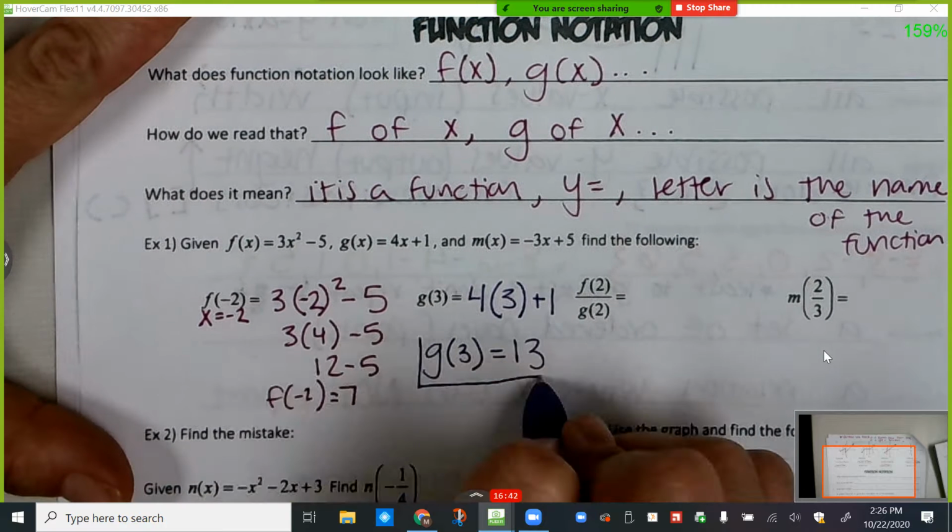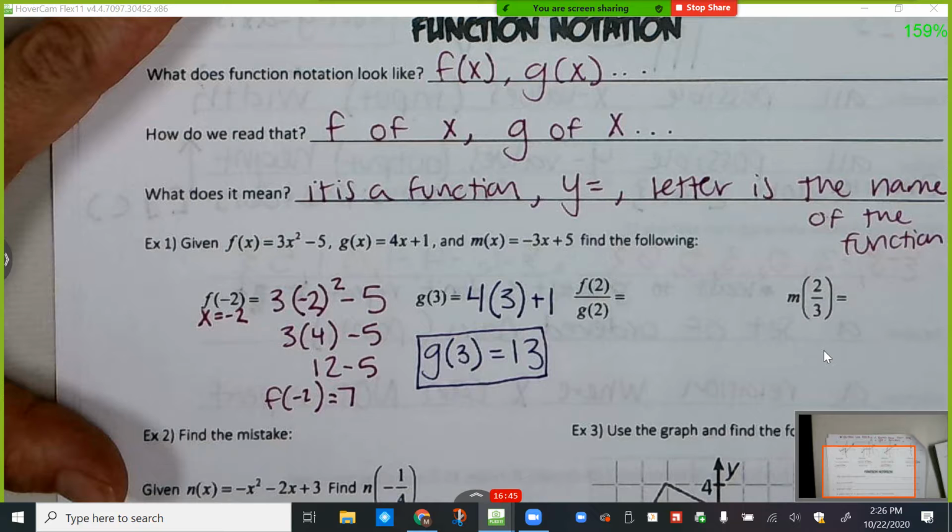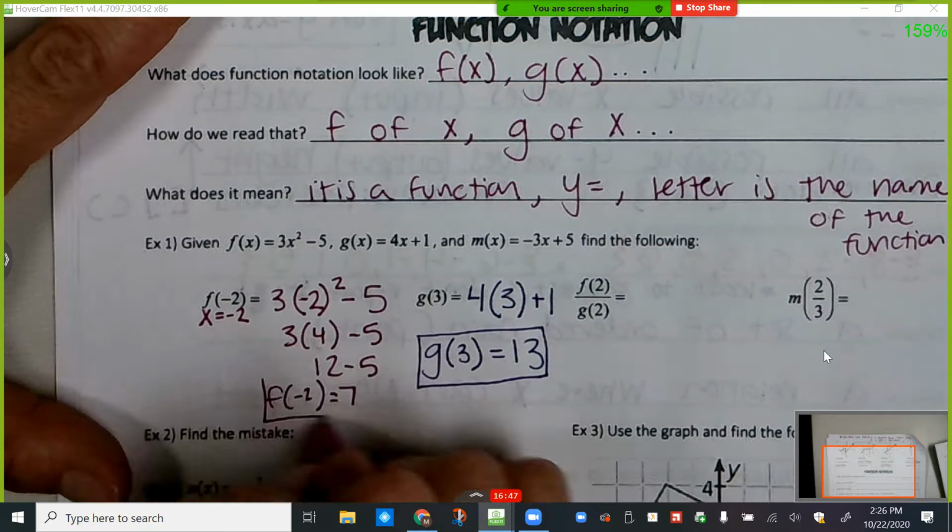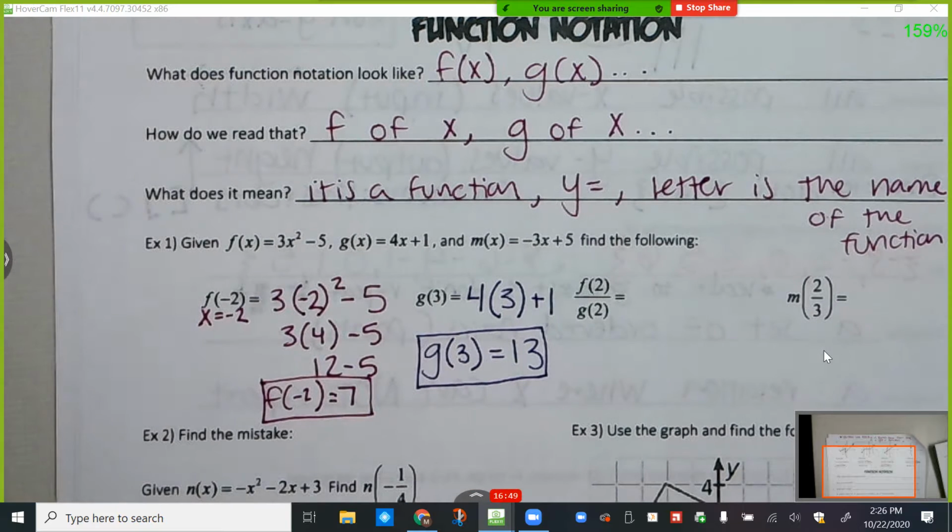Now, could you have used a calculator? Yes. I would use it. Just use it. Make good use of it. That's why I give it to y'all, so you can use it.